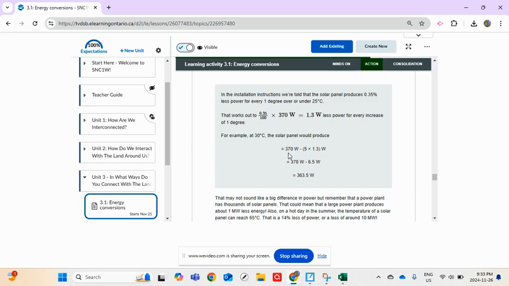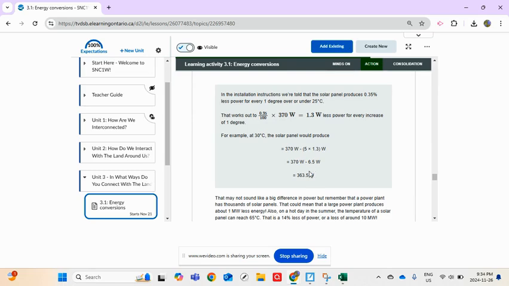equals 370 watts minus, and then they're multiplying that change, this 1.3 watts, by 5 degrees difference in Celsius. So they've done that first here in brackets. So 5 times 1.3 is 6.5 watts.